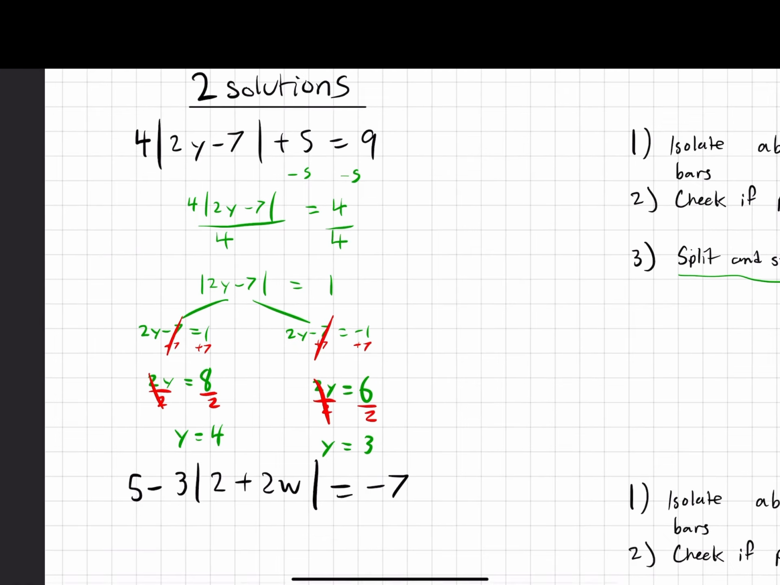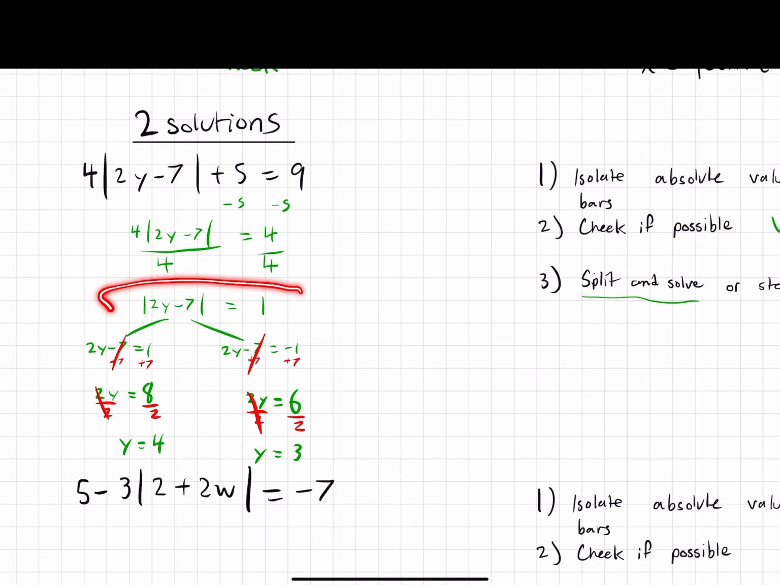And because I'm confident in this step right here, I isolated, and step 2 checked if it's possible, yes, these should be my 2 solutions. I shouldn't have 1, I shouldn't have none, I should have 2. And if I did all my math right, I'm good to go. Now, if you're taking a test or a quiz, you should absolutely plug these back into the original equation, just to make sure that they do work. But if you're just doing some homework or you're very confident in your algebra, these are our answers.